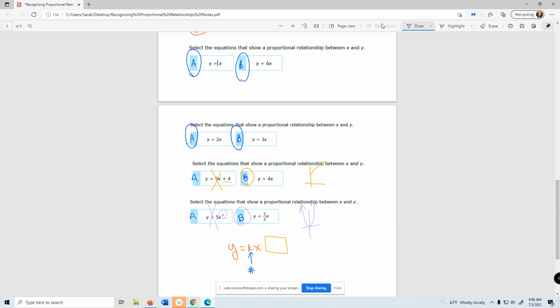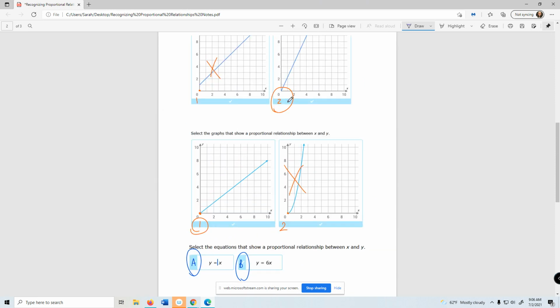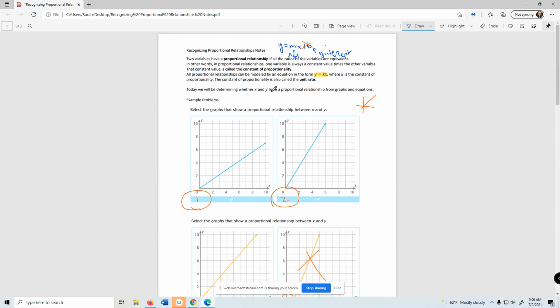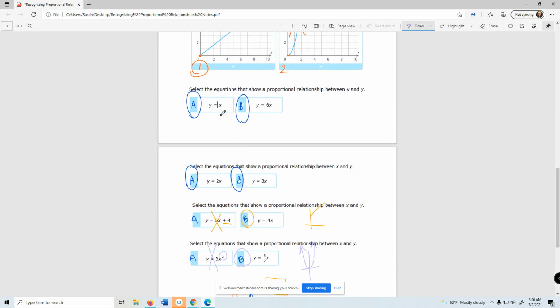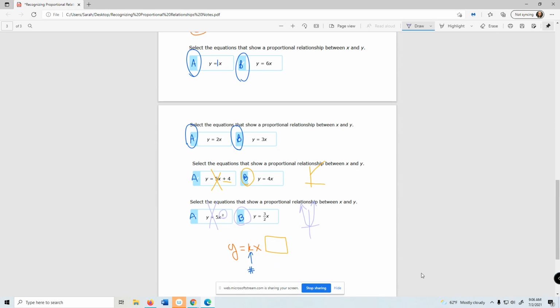So to recap, graph-wise, we are looking for a proportional relationship to be a line that crosses the y-axis at 0. Equation-wise, we're looking for y equals kx, where k is just some number. That is it.